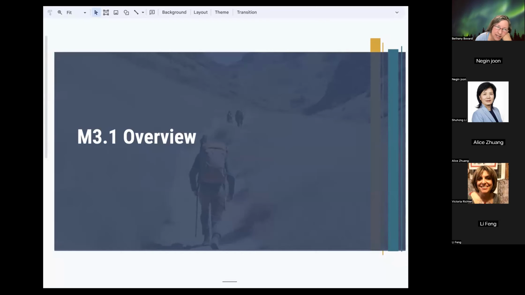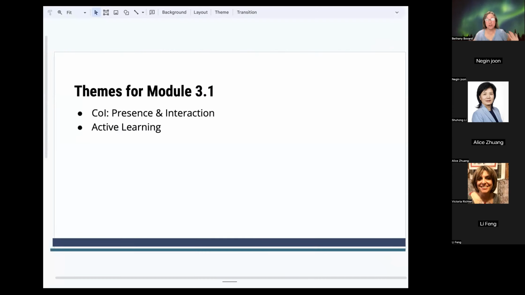All right, so let's take a look at Module 3.1. The themes for this module are community of inquiry, specifically these concepts of presence and interaction, and also active learning.